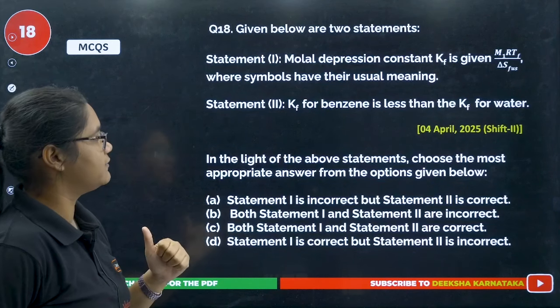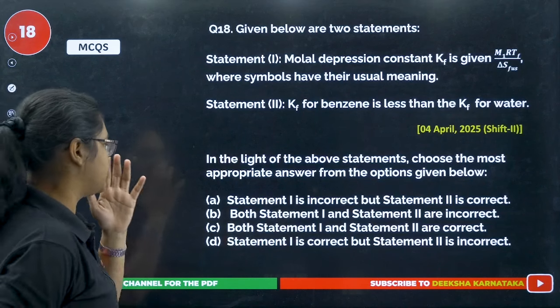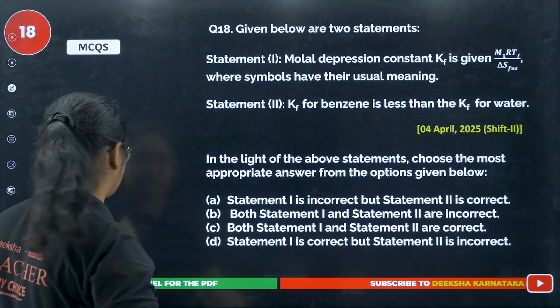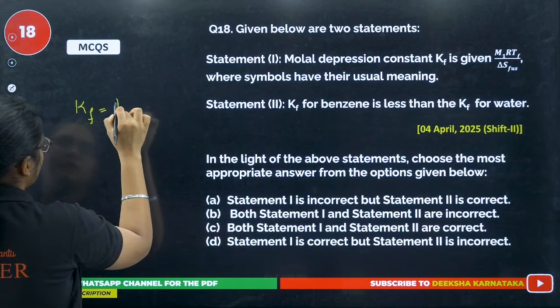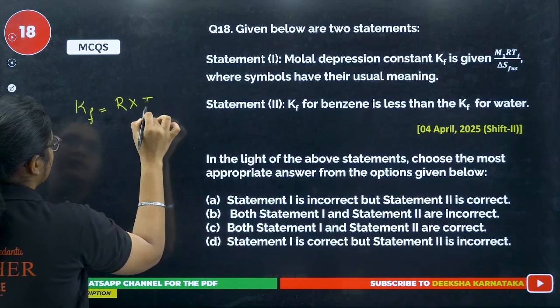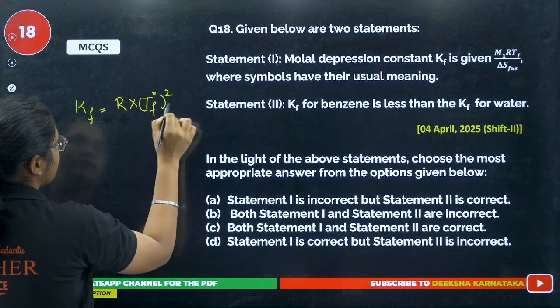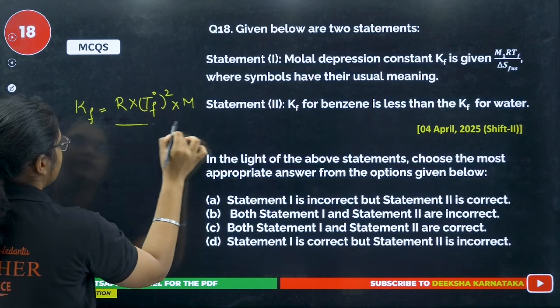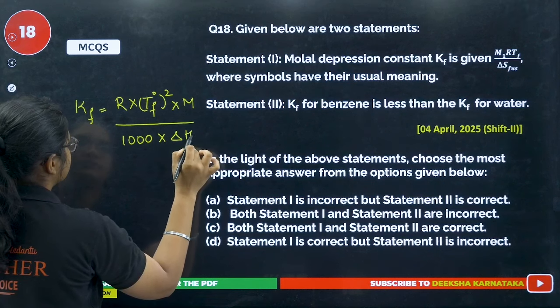Two statements are given. Molar depression constant Kf is given by, so here is one formula which I have missed in the class, please note it down here. Kf can be found out by R into T naught F whole square, R and then molar mass of the solvent divided by 1000 into delta H of fusion.